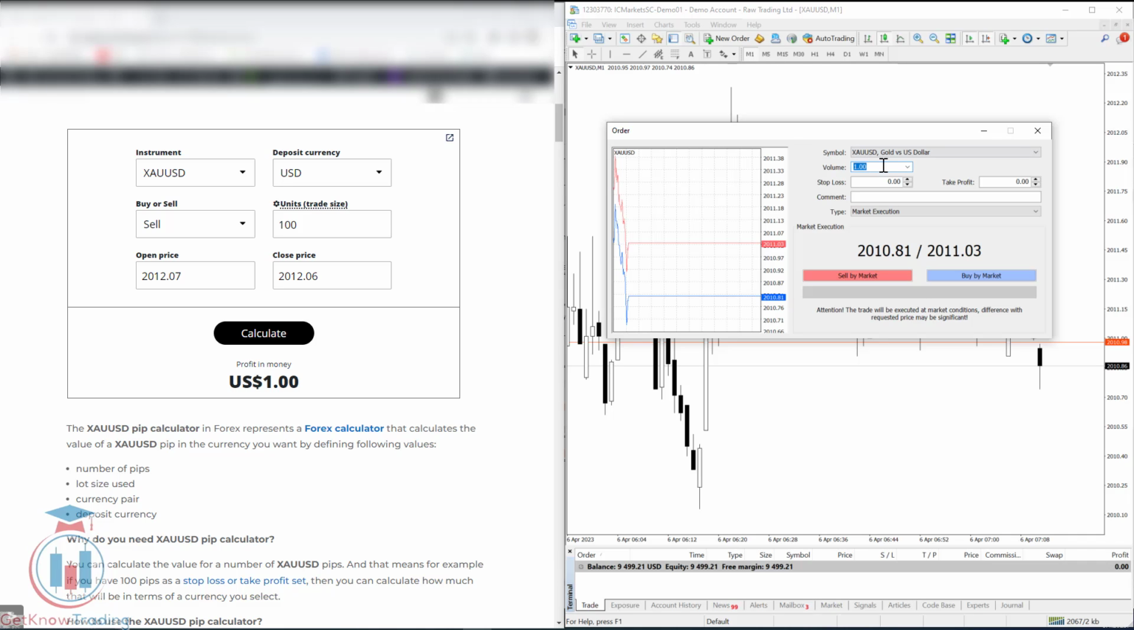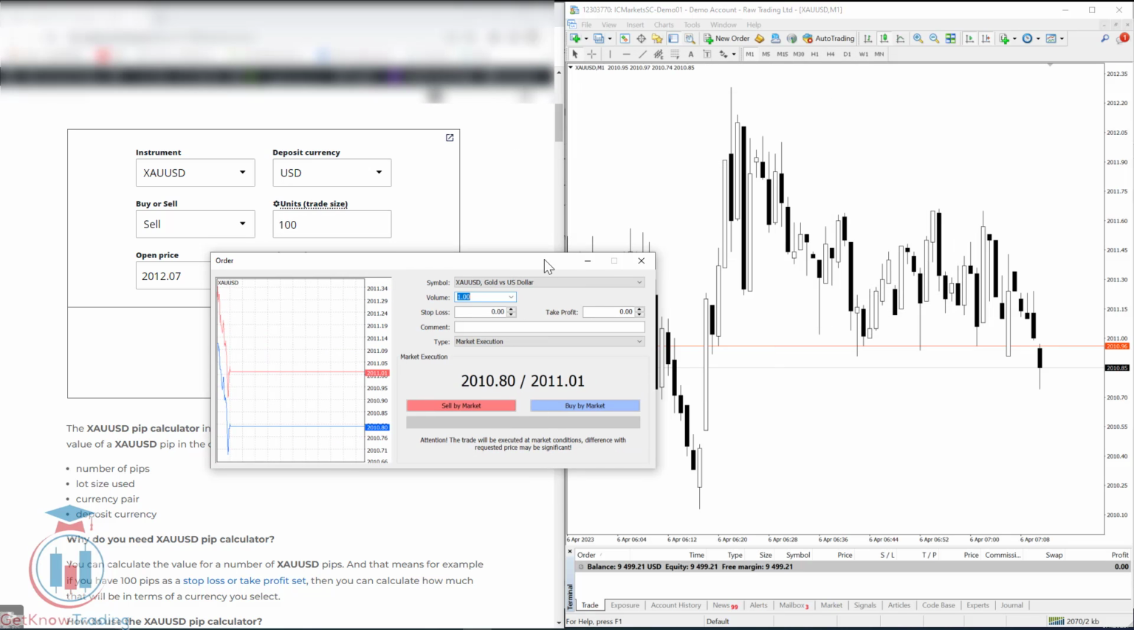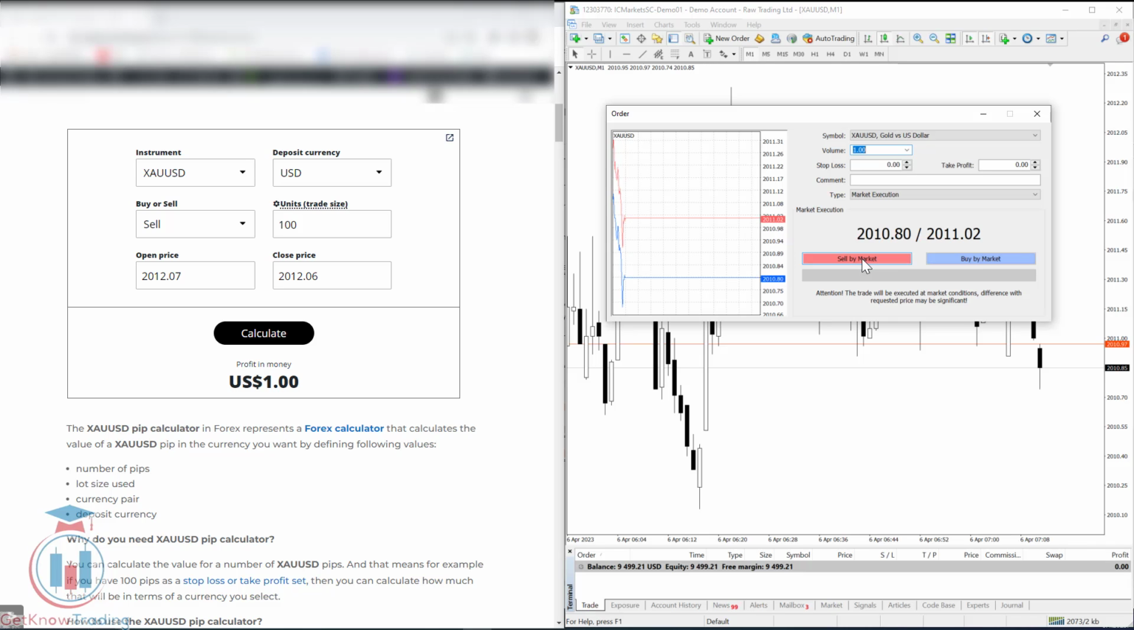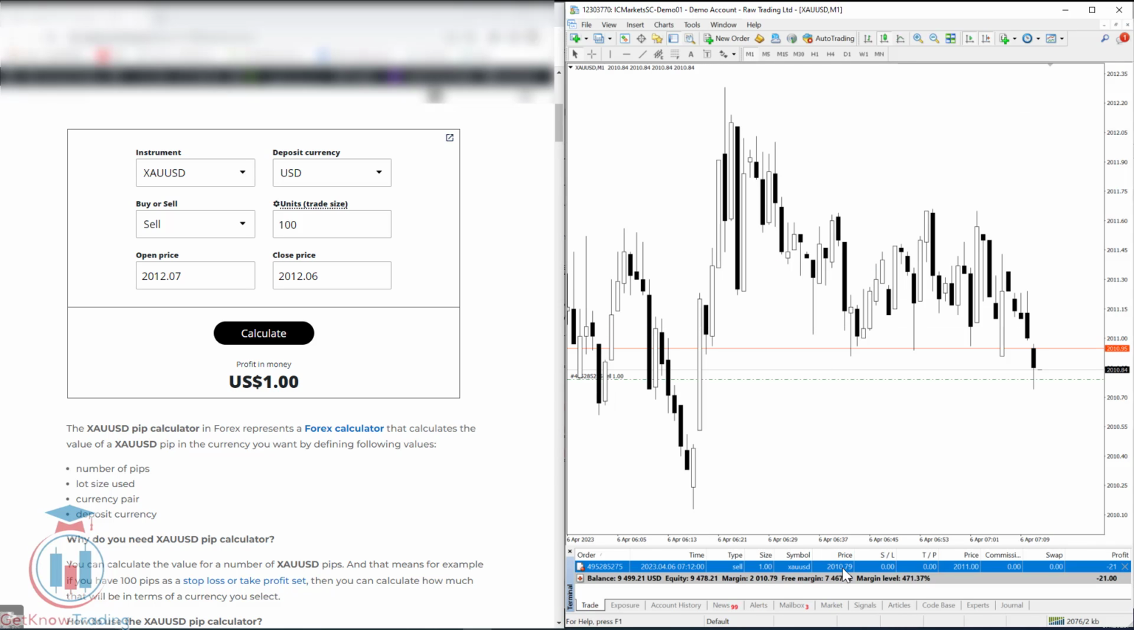For example, let's put volume 1. It is easier to make the calculation, but you can make the difference here with any values. Let's see how the market looks. It will probably go down because the market is moving down. Let's click sell by market. I have opened a new order where the entry price is 2010.79. I will put this price in the open price inside the gold calculator, 2010.79. So I have opened a sell order.